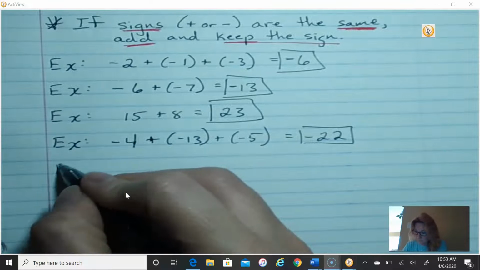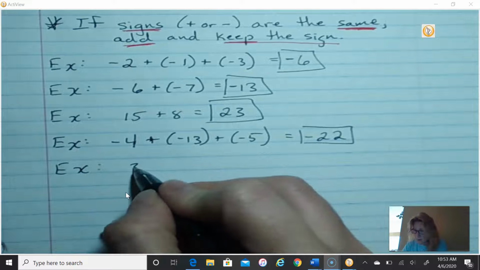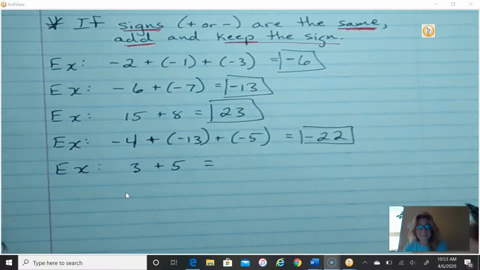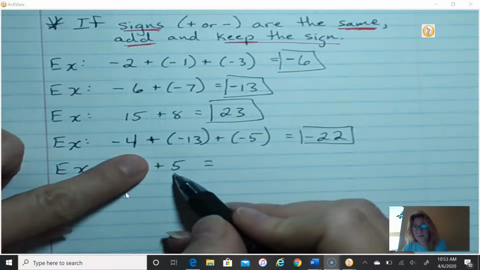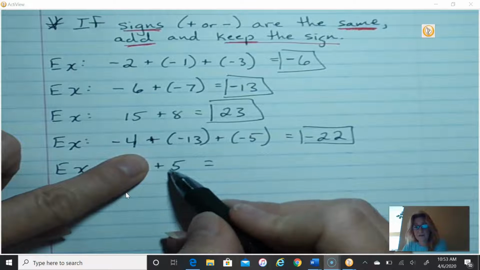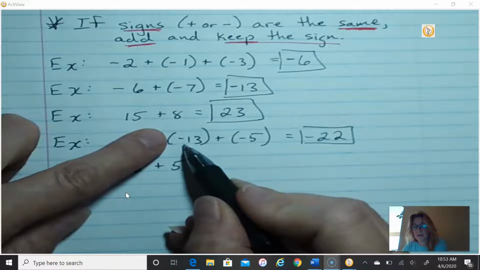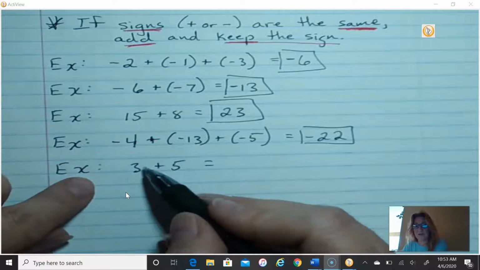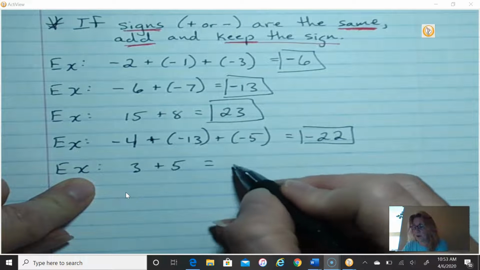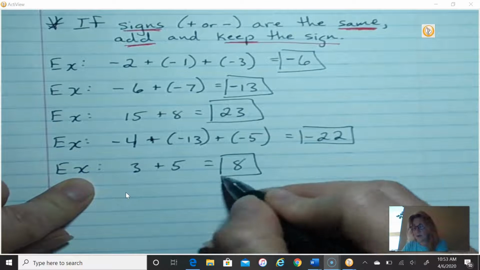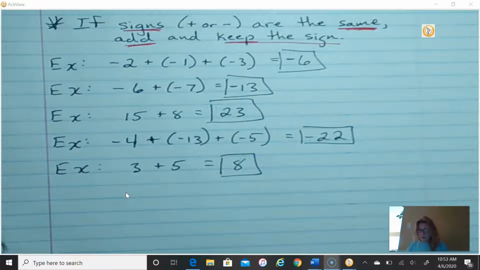I'll do one more. 3 plus 5. That's a +3. That's a +5. See, this has a plus sign, but really that negative is with the 13, so that's negative. So these are both positive. The signs are the same, so we add and keep the sign. 3 plus 5 is 8, and we keep it as a positive. Okay, next. And yes, your quiz tomorrow is going to be over this, so make sure you're learning this.